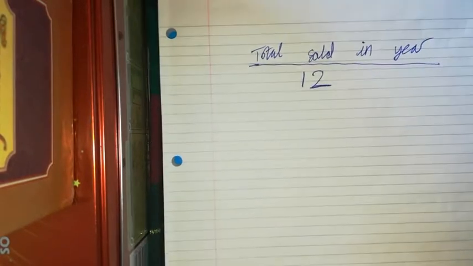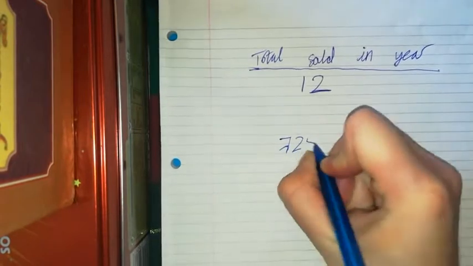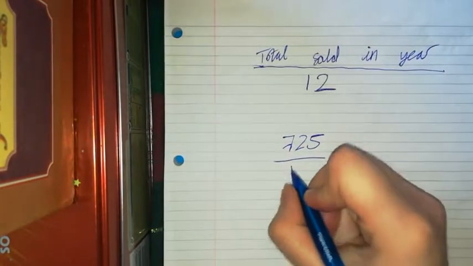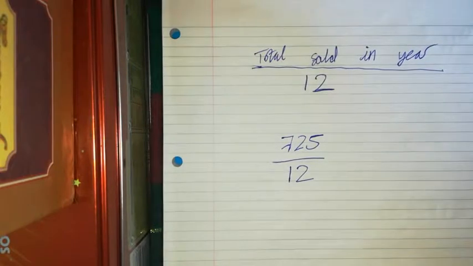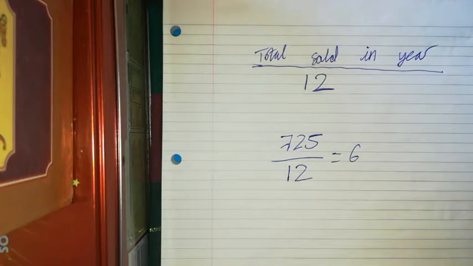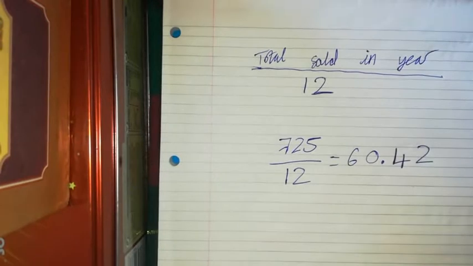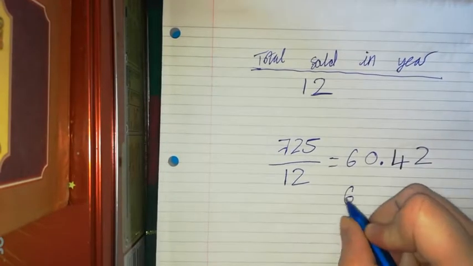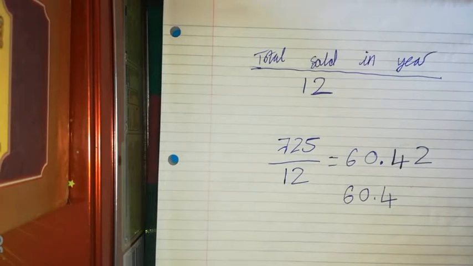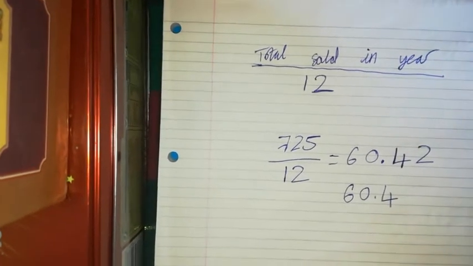So if I want to get the average per month, the total number sold is 725, and then there's 12 months in the year, so I divide by 12 to get the average per month, and then I get the average is 60.42. I'm asked to give it correct to one decimal place, so 60.4 would be the average number of cars sold per month. And that is our answer for that. Thank you.